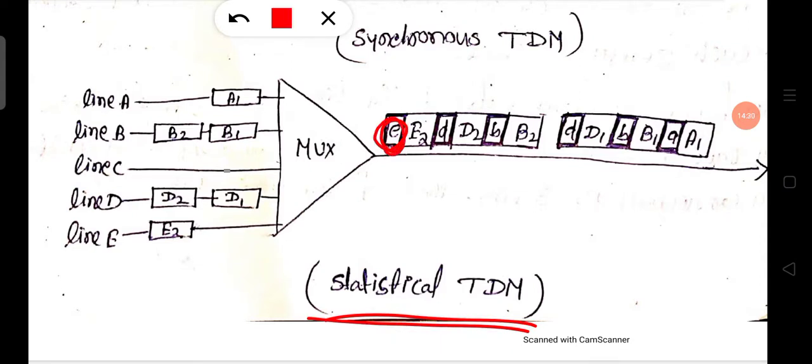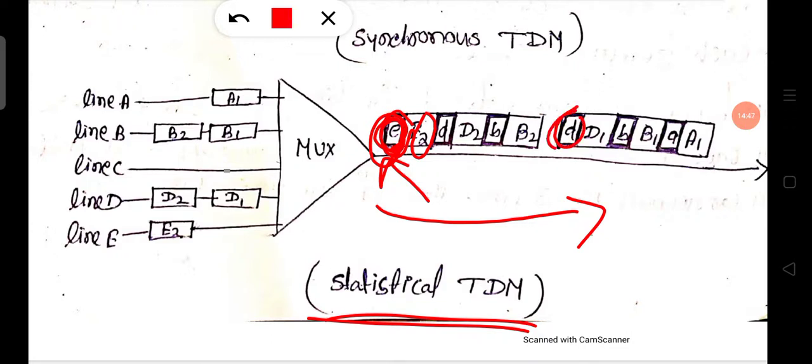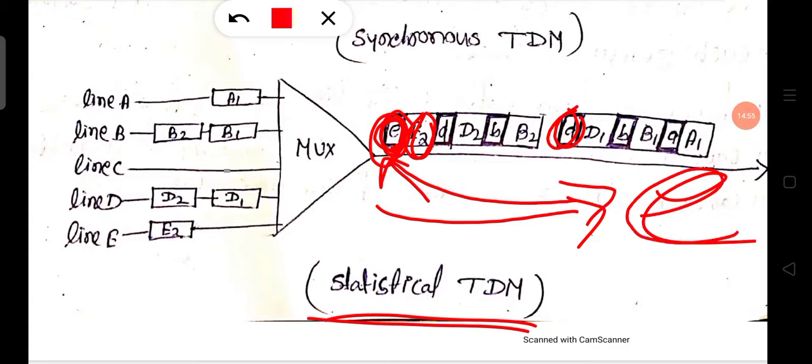From that address, the receiver understands that the data is for E, and this address is the destination address. You should remember that this address is not the input address. This is the destination address. That means this data is going to the destination address E, the output address E.